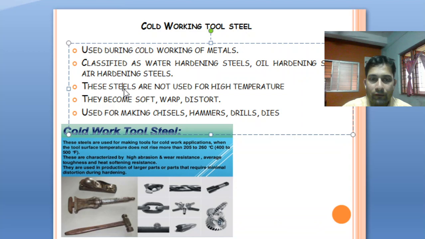Examples of cold working tool steels are chisels, hammers, drills and dies. These types of tools you have used in your basic workshop lab. So this is about your cold working tool steels.